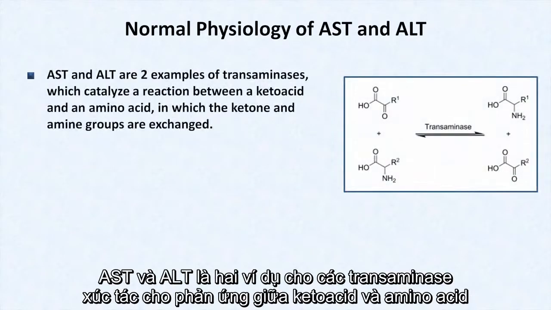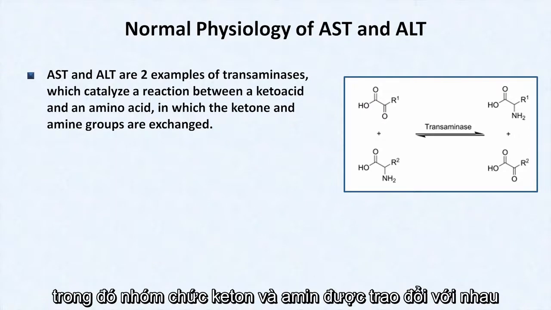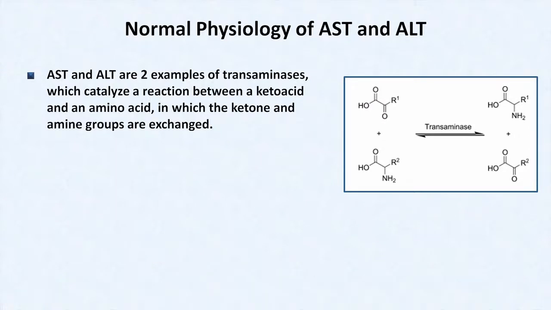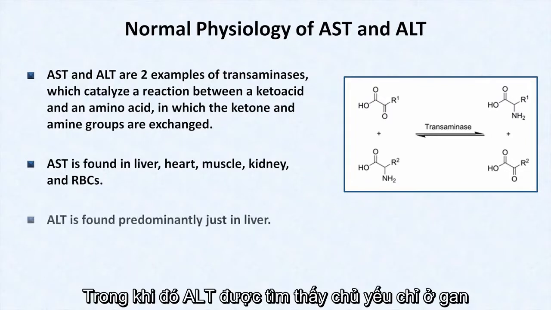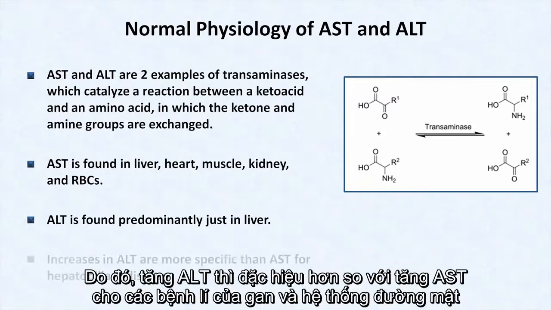AST and ALT are 2 examples of transaminases which catalyze a reaction between a keto acid and an amino acid in which the ketone and amine groups are exchanged. AST is found throughout the body, particularly in the liver, heart, muscle, kidney, and red blood cells, while ALT is found predominantly in just the liver. Therefore, increases in ALT are more specific than AST for pathology of the liver and biliary system.